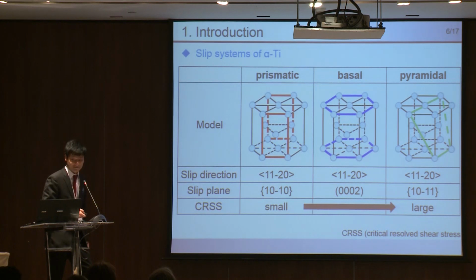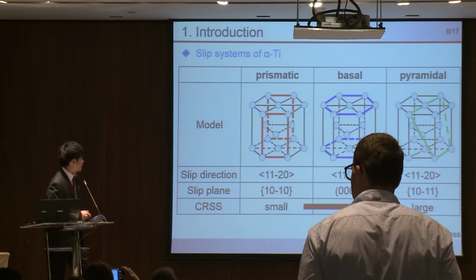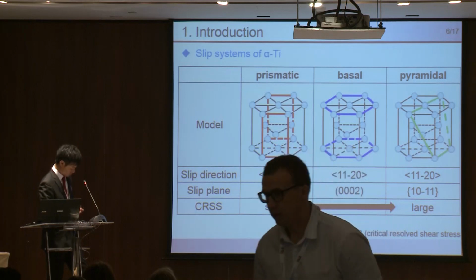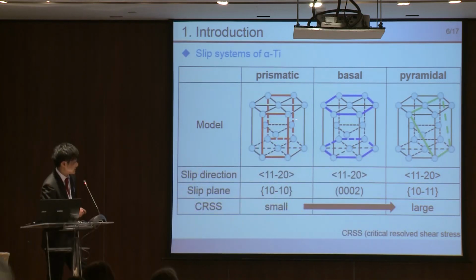Then next is the slip system of alpha titanium. Alpha titanium has these slip systems: prismatic, basal, pyramidal. Though the main slip system is prismatic, basal plane has an important role in my study.